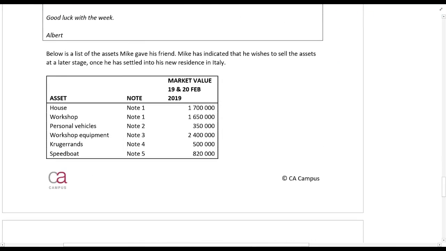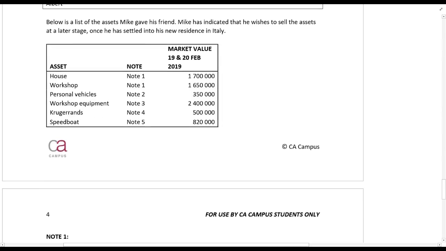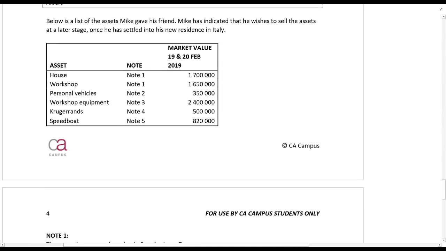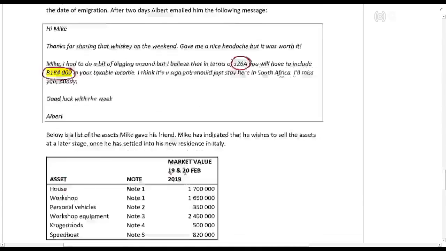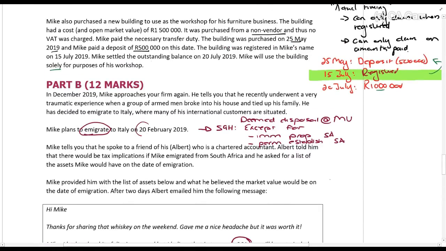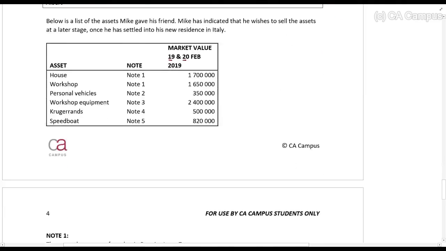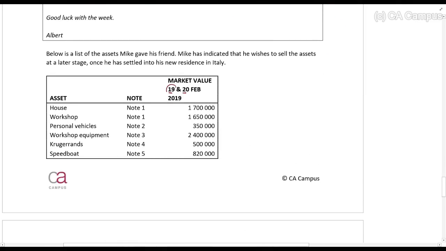So below is a list of the assets that Mike gave his friend. Mike has indicated that he wishes to sell the assets at a later stage once he has settled into his new residence in Italy. So basically what they're trying to tell you is he's not selling it before he moves. He'll have it on the date of immigration. So they give you the market value on the 19th and 20th of February. Remember, he's immigrating on the 20th of February. So basically Section 9H says you should look at the date immediately before. Sometimes they'll just give you the 20th of February and you'll have to use that obviously.